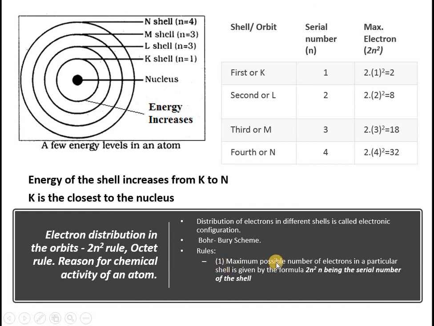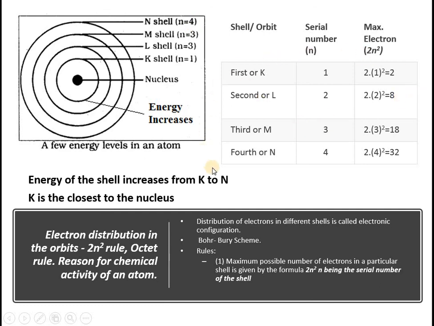The first rule is that the maximum possible number of electrons in a particular shell is given by the formula 2n square, where n is the serial number of the shell. There is a misprint here. Now, this is the nucleus. Then the next shell is the K shell, where the serial number of the shell is 1. Then the L shell, serial number 2. Then the M shell, serial number 3. And then the N shell, serial number 4.